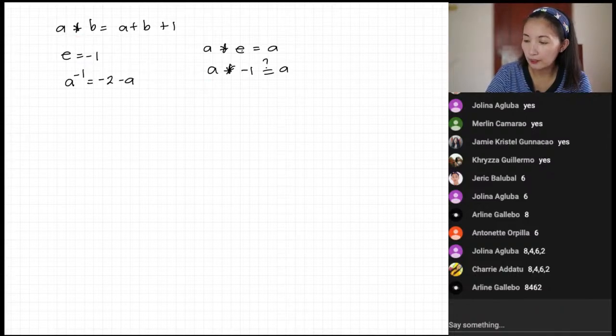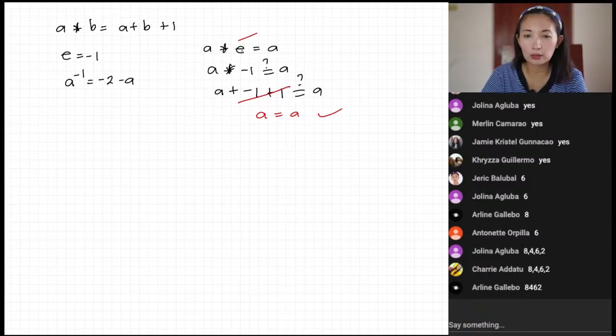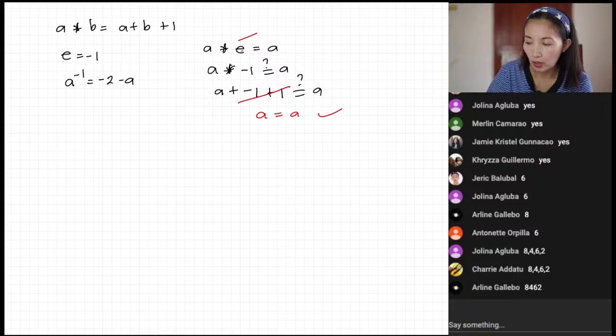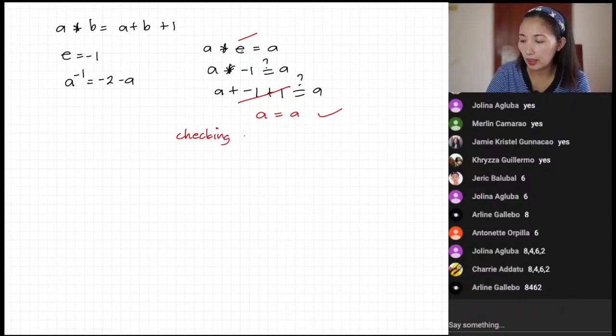Okay? So again, by definition of the operation star, A star negative 1 is A plus negative 1 plus 1. Is it equal to A? This will cancel out, yes, because this will be 0. A is equal to A. Correct. Identity element really is equal to negative 1. How about this? Okay, checking on the inverse. So, let's check on the inverse.